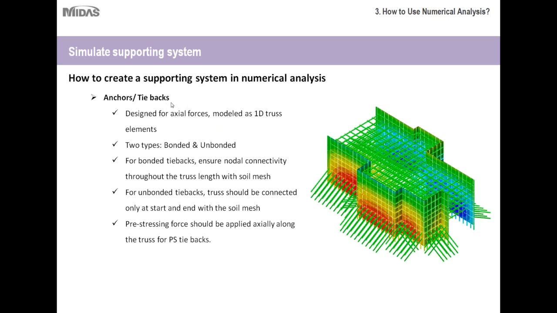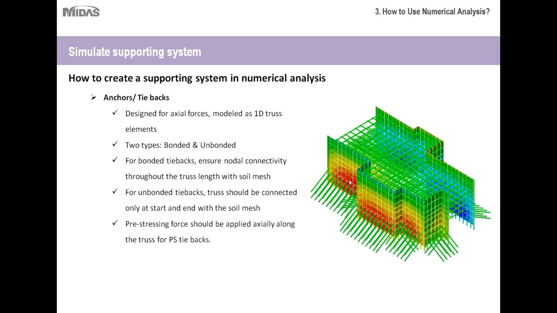So if you're modeling anchors or tiebacks, you want to model them as 1D elements, or as line elements, and they're designed for axial forces, so you want to use truss elements. Now there are two types of anchors or tiebacks: bonded and unbonded. The difference is that bonded tiebacks ensure nodal connectivity throughout the truss length with a soil mesh. So that's just another way of saying that throughout the length of the tieback, nodal connectivity will be established with the soil layer.